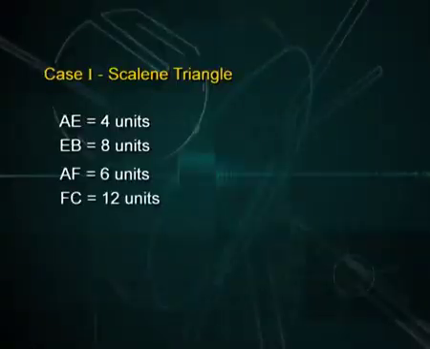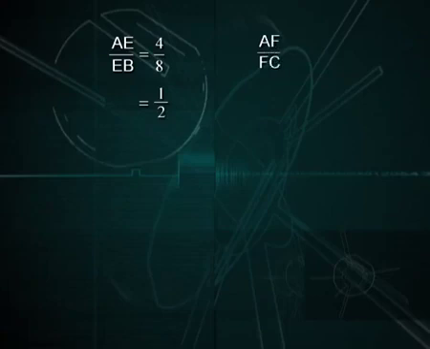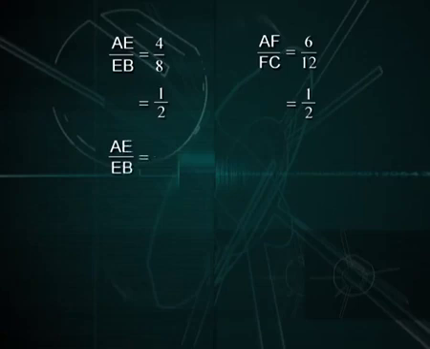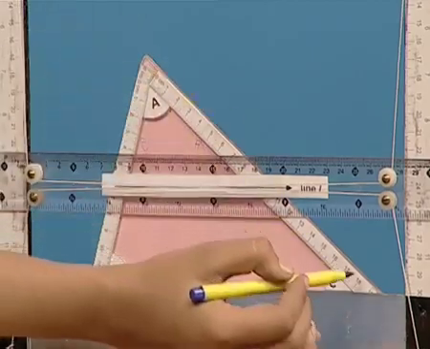Now on calculating, AE by EB is equal to 4 by 8, which is equal to 1 by 2. AF by FC is equal to 6 by 12, which is again coming out to be 1 by 2. This shows that AE by EB is equal to AF by FC, which shows that the other two sides are divided in the same ratio.